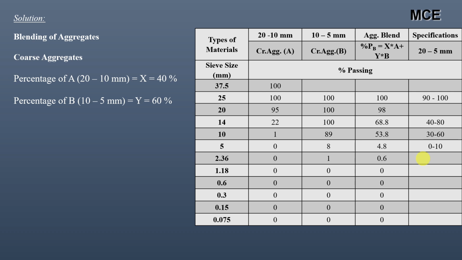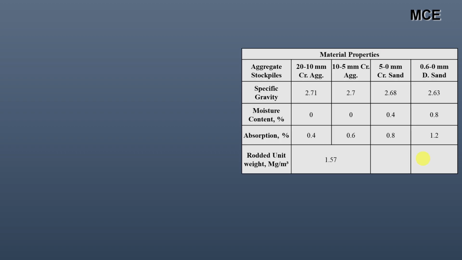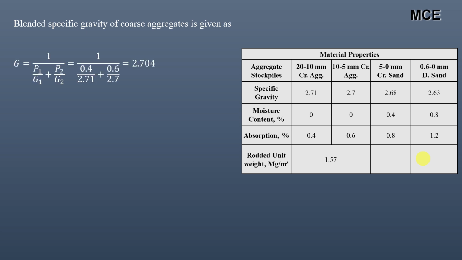You have to blend it according to your aggregate size and percentage passing to get the required gradation which is within the specification limit. After blending these aggregates, now you have to find the combined properties of this coarse aggregate. So the blended specific gravity of the coarse aggregate will be G equals 1 divided by (P1 divided by G1 plus P2 divided by G2), that is, 1 divided by percentage.